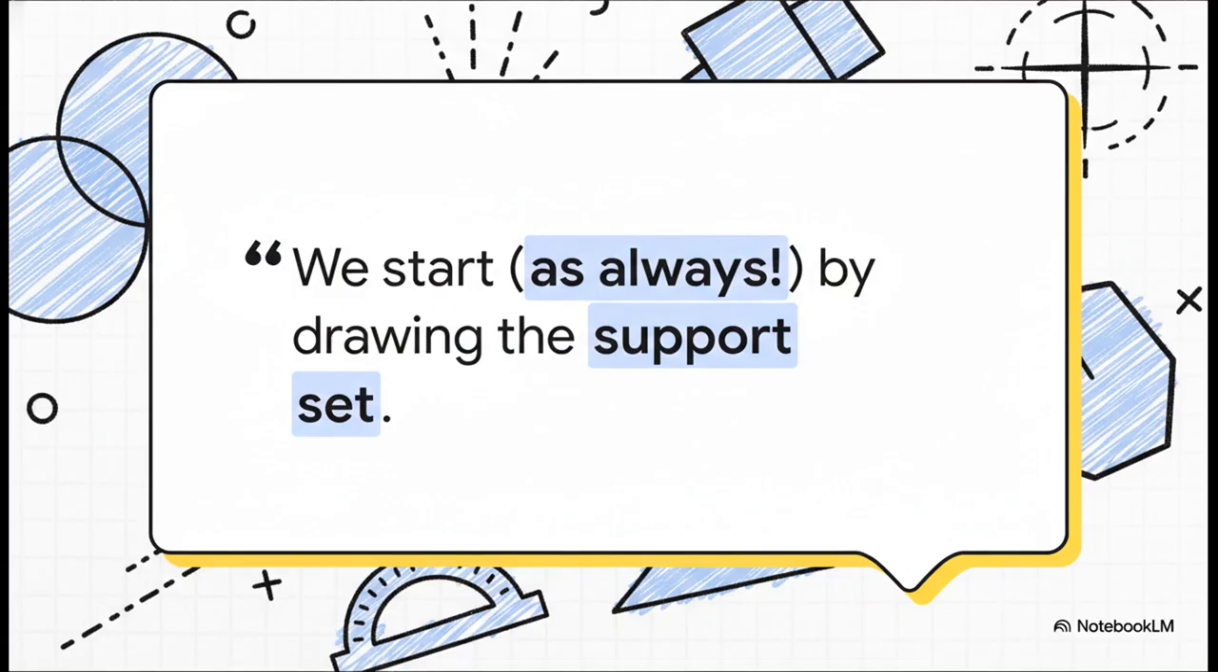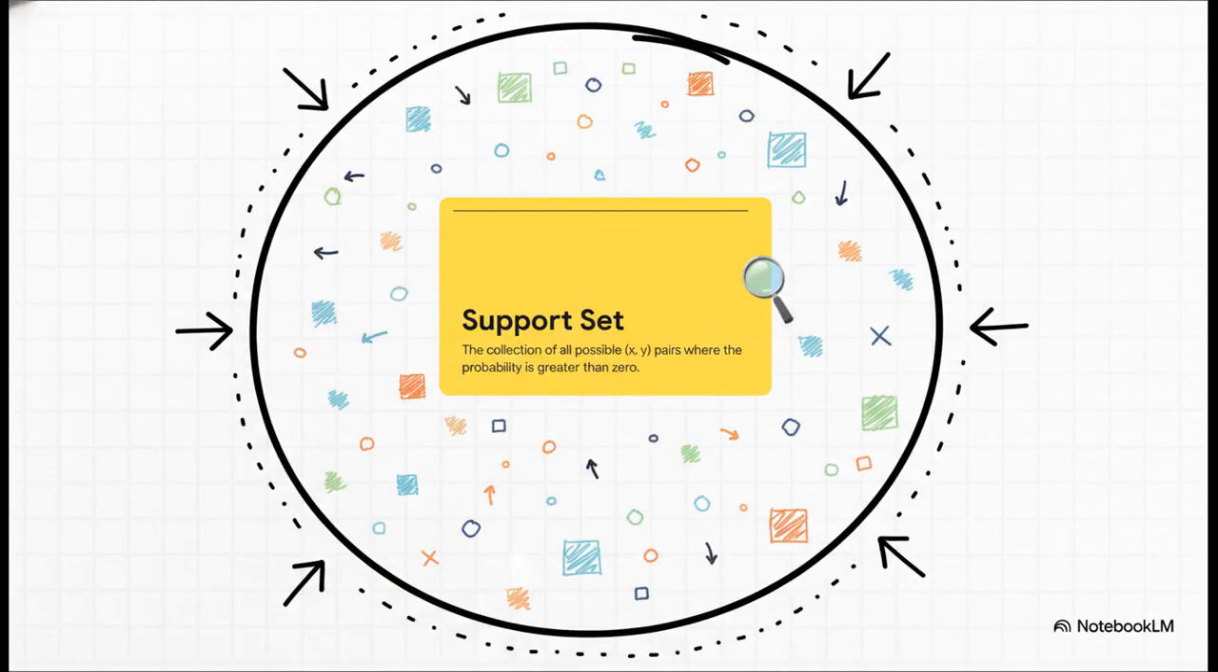So what exactly is this support set we're supposed to be drawing? Well, think of it this way. The support set is the boundary of your map. It's the playing field. It's the shape that contains every single valid outcome. If a point is inside the shape, it can happen. If it's outside, nope, impossible, it's out of bounds.